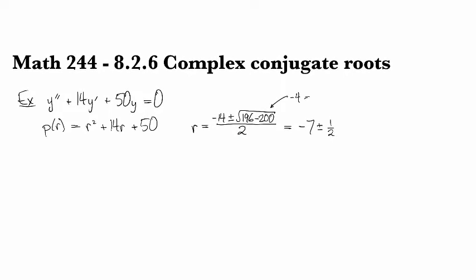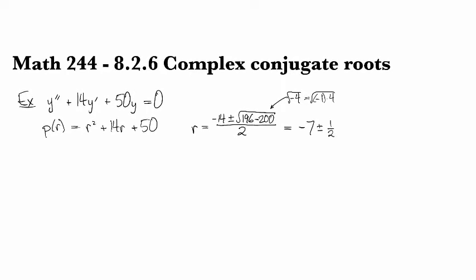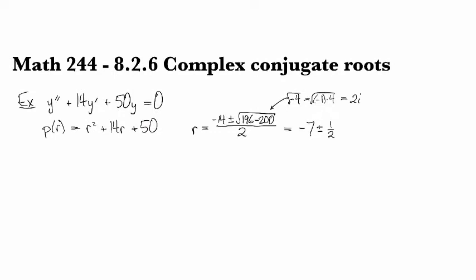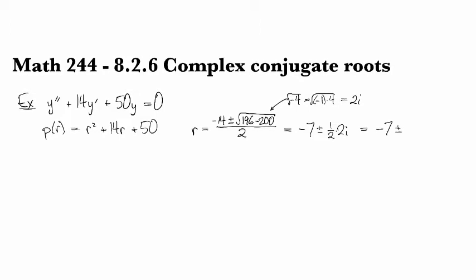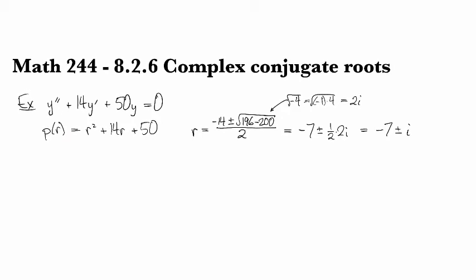And so the minus 4 we think of as a minus 1 times a 4. When we work out the square root, the 4 comes out as a 2, and the square root of minus 1 is i. So this is going to be times 2i. So we get minus 7 plus or minus i as our roots for this one. Okay, what do we do to make sense of that?